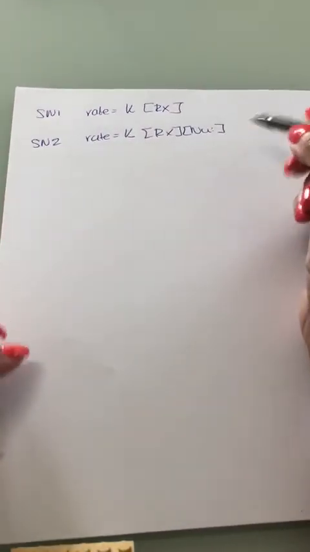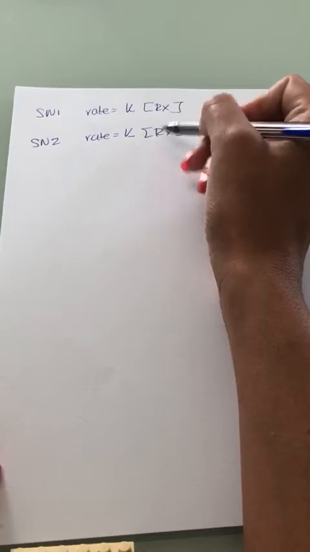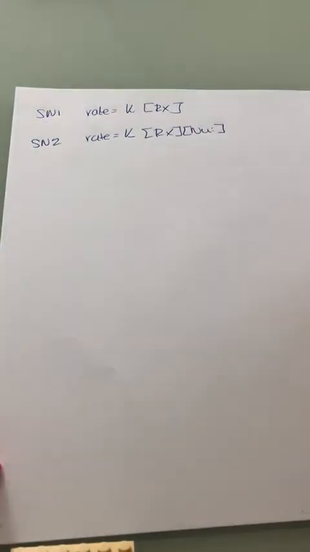Okay, so if I increase the concentration of just the haloalkane, that will not be useful because that will be increasing the rate for both SN1 and SN2. It's not going to tell me what type of nucleophilic substitution reaction I have.